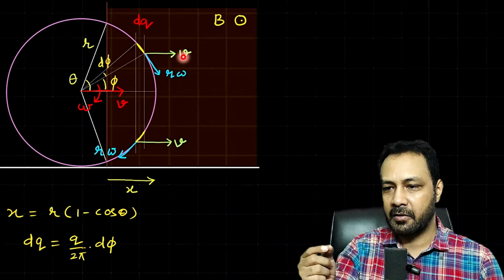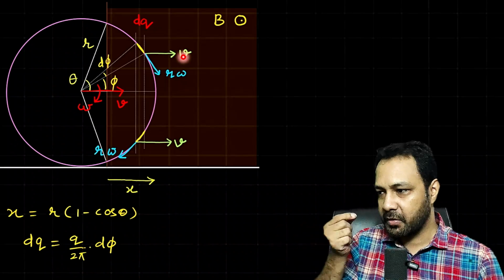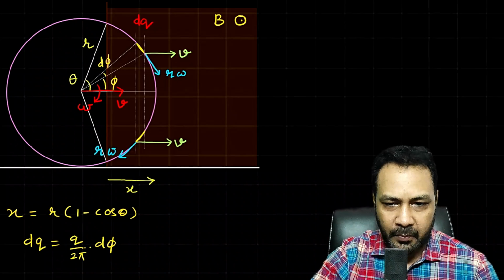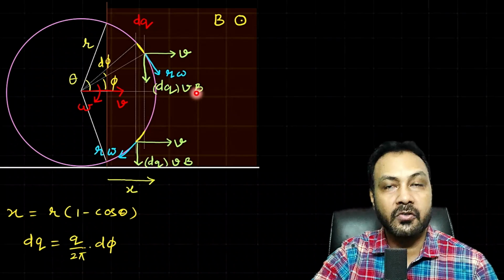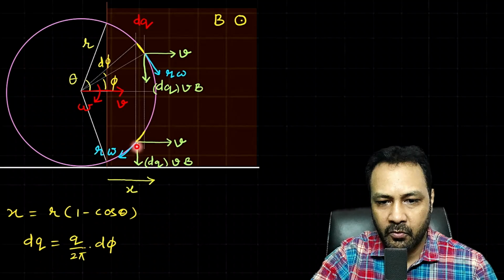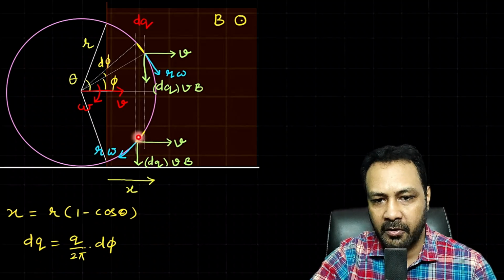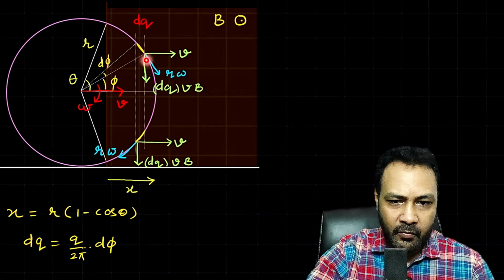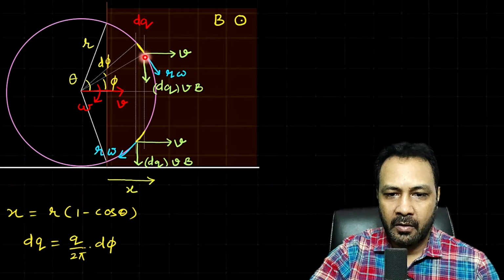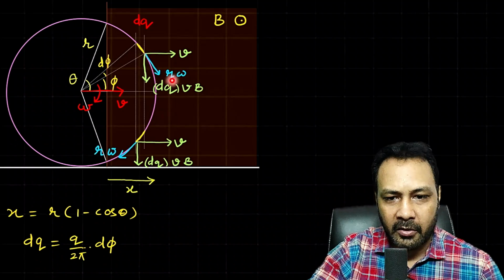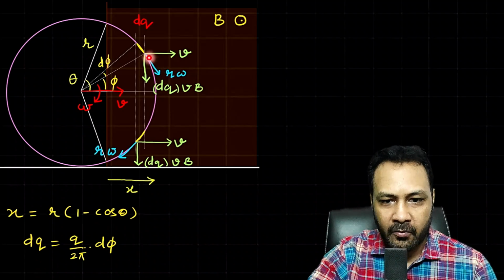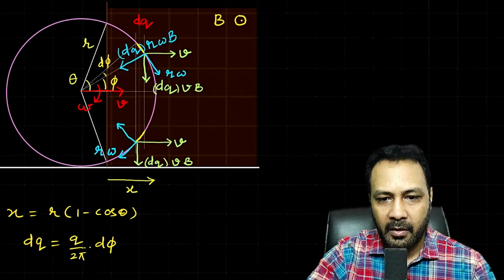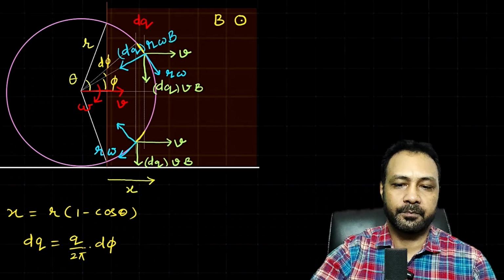V is here and B is here. So V cross B will come downward. So the force on this part is dq V cross B. And here also, because of this velocity, the magnetic force on this element will be dq V B. And similarly for this part, this r omega, q V cross B, because of this part the force would be towards the center, and on this part the force would be towards the center, and that would be dq r omega B.